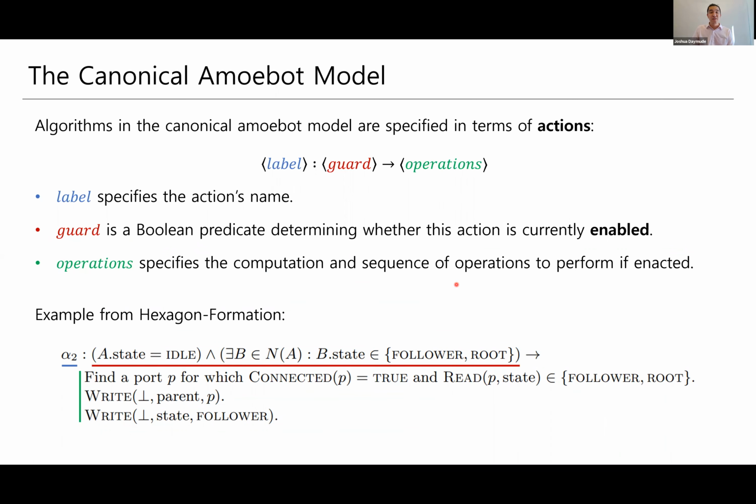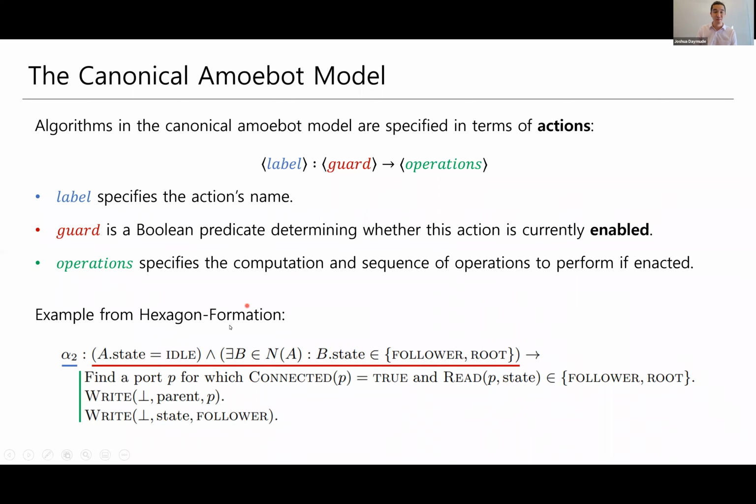Algorithms are now defined in terms of guarded actions. This is similar to the very old way that Dijkstra even defined progress for asynchronous message passing systems. And the way they work is that there's a label, which is just a name for the action. There's a guard, which is a Boolean predicate that determines whether this action can be done or not. If that Boolean predicate is true, we say the action is enabled. And finally, there's a set of operations. So this is a sequence of computation and operations to perform if this action is actually executed.